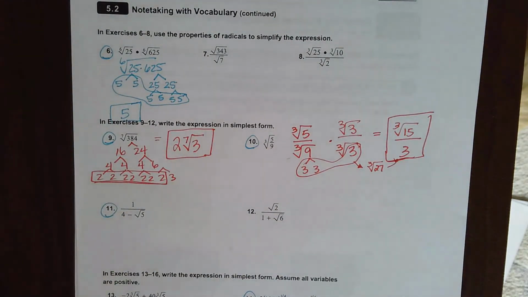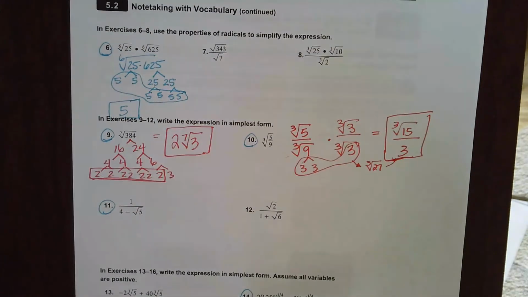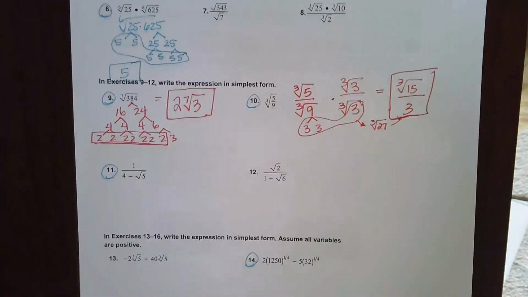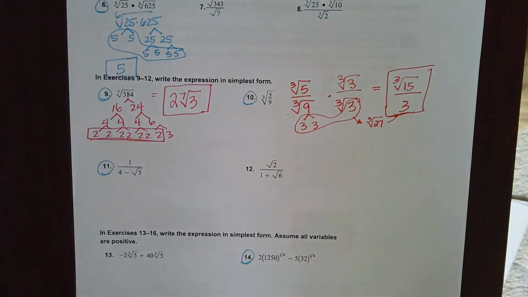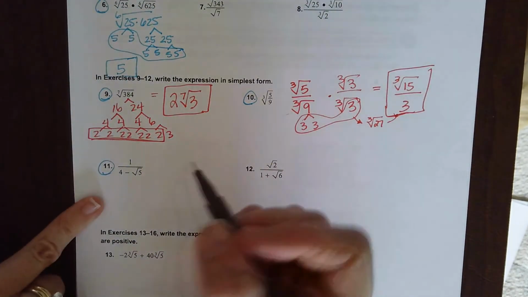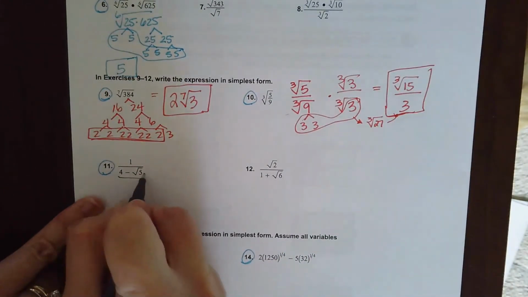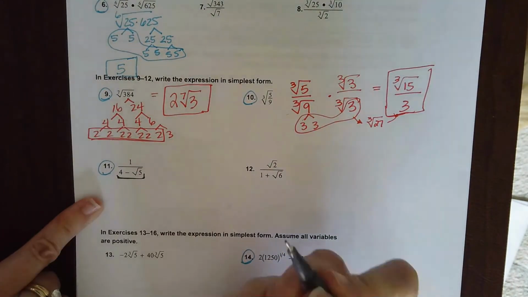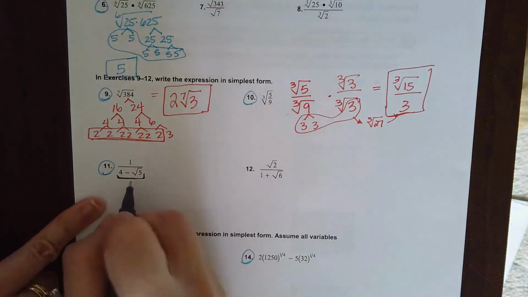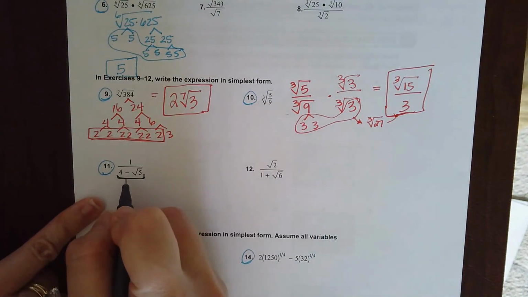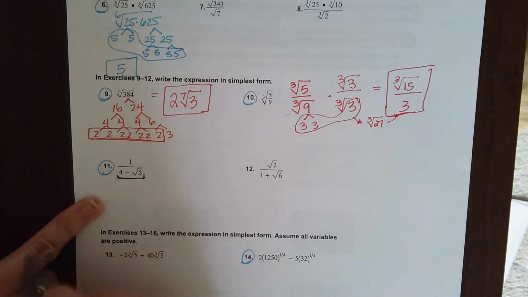All right, let's try number 11. On the very first part of this video, I talked about a conjugate. This is where the conjugate is going to come into play. So 1 over 4 minus root 5. In order for us to get rid of a binomial expression, so that means a binomial, 2 terms, an expression means it's being added or subtracted. So there's 2 terms being added or subtracted.